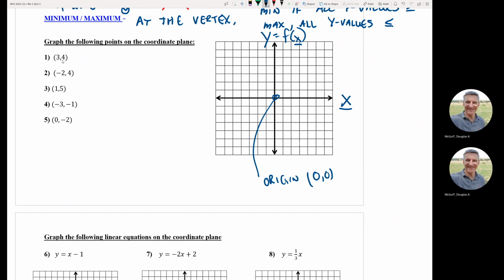So here we have the point 3, 4. No sign, so they're both positive. So x is 3, 1, 2, 3. Y is 4, go up 4, 1, 2, 3, 4.